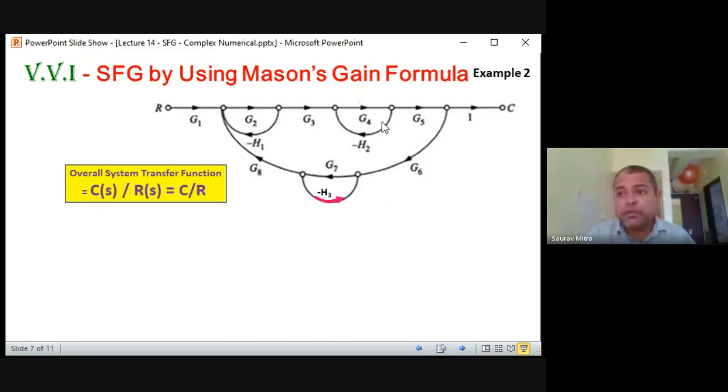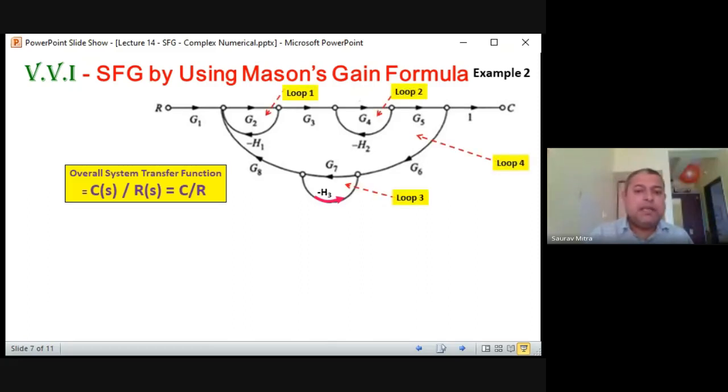So be careful, this kind of question will be asked, and instead of G and H I can give directly some values. Either you give names, find the transfer function in terms of G and H, and substitute the values, or you directly substitute the integer or real values and calculate what the transfer function is going to be. In that case the transfer function C by R also will become a figure. So one numerical will be solved like that.